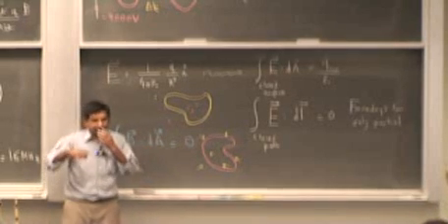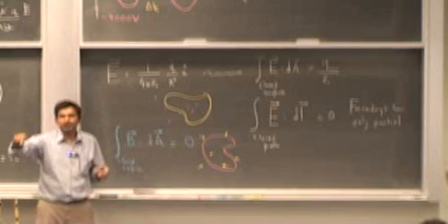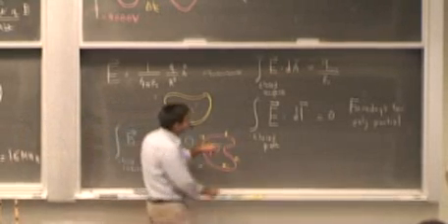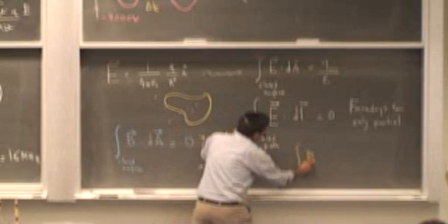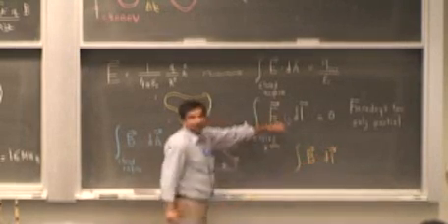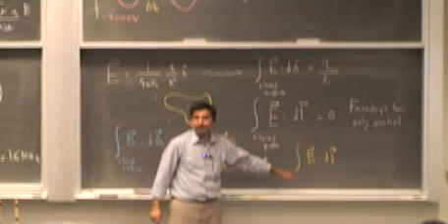So in the next lecture, which is going to be this Friday, we're going to see what happens if we have B dotted with dL. Okay, we've seen E dotted with dL. What happens when we have B dotted with dL? This is called the Ampere's law.